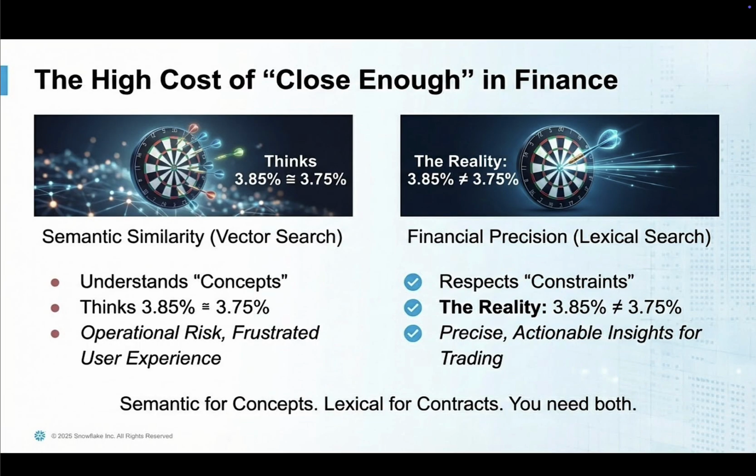Imagine the stress of the trader. The phones are ringing, the markets are moving, and they need to find a needle in a haystack. The intelligent vector engine on the left tries to help. It guesses. It says, 3.85% is close to 3.75%, isn't it?